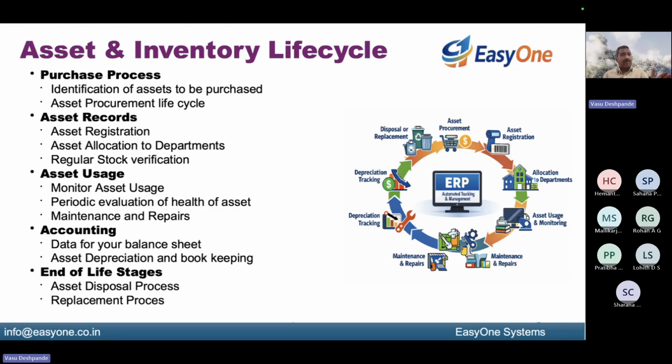Now, when you have a proper system and documented process in place, when the asset has reached 10 years of its life, then officially you can write it off. Either dispose of it or sell it or do whatever is required, and then save that space. So again, this ERP system will help you in the asset disposal process and thereby generate a replacement. So this is the whole life cycle of the asset and inventory, which can be done within the Easy One system.